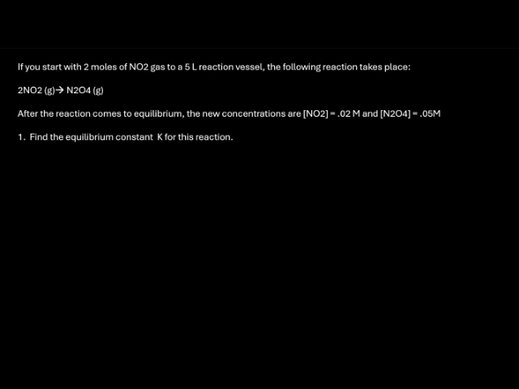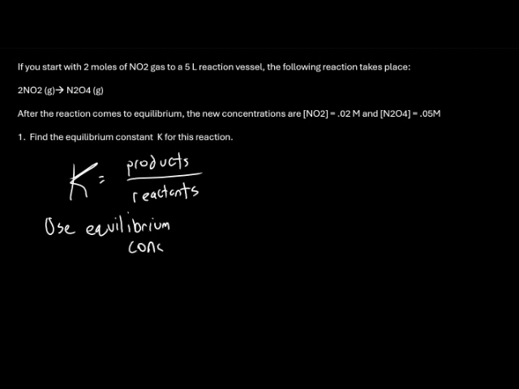The equilibrium constant K is equal to the products divided by the reactants. However, we'll be using the equilibrium concentrations when we calculate K. Let's have a look at our equation. We have N2O4 as our first product. Our first reactant is NO2, but notice that we have 2 of them in the equation. Therefore, we write NO2 squared.